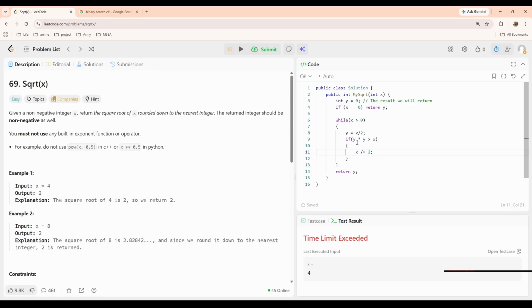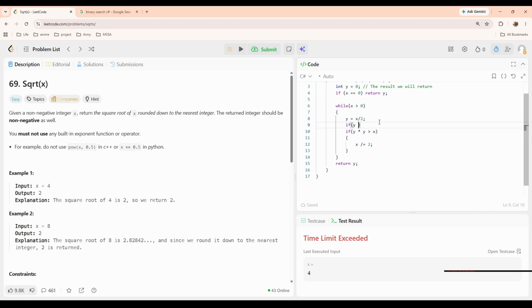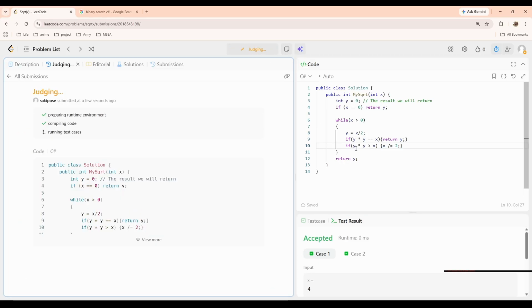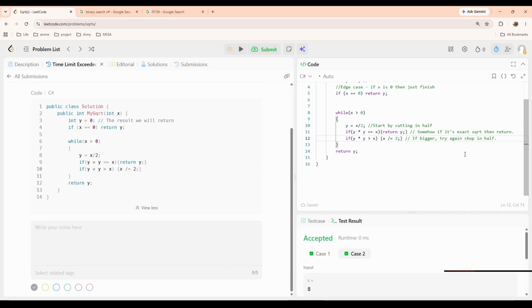So we try it again. Could do like if y times y is equal to x. No way that this is correct. I don't think this is gonna work. Time limit exceeded. The problem is, what if that doesn't work? So in theory, we could go to extremely small decimal numbers and try to continue.